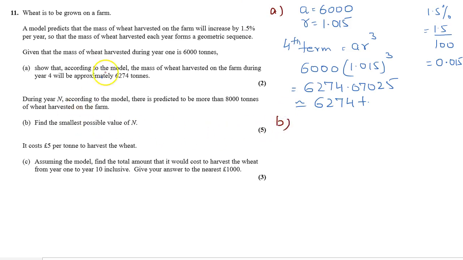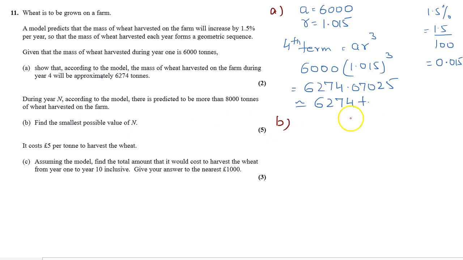Part B. During year N, this particular year he is talking about, not N years, during a particular year N, according to the model, there is predicted to be more than 8,000 tons of wheat harvested. Find the smallest possible value of N.